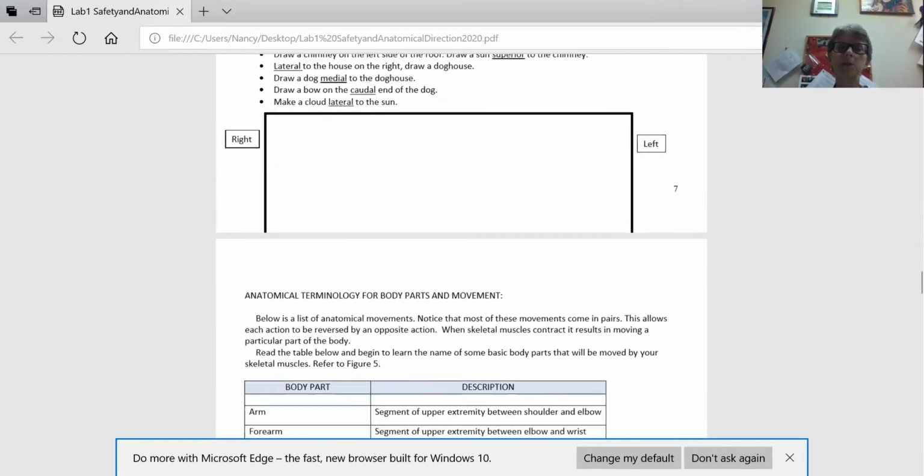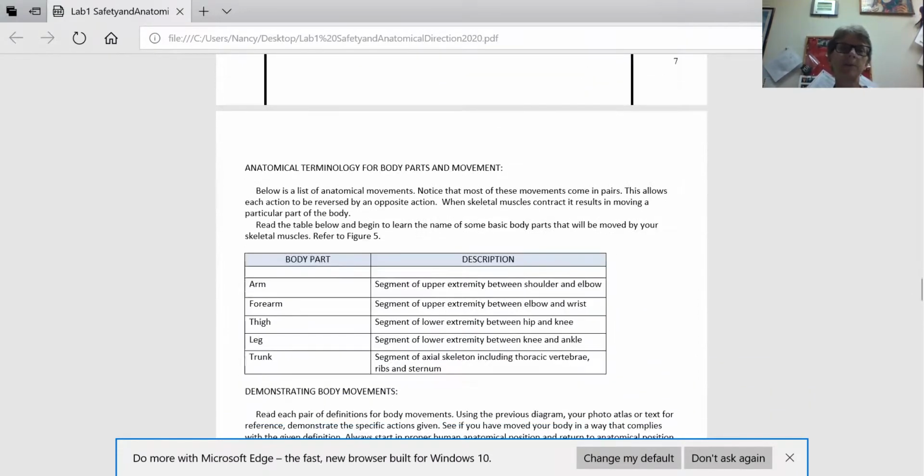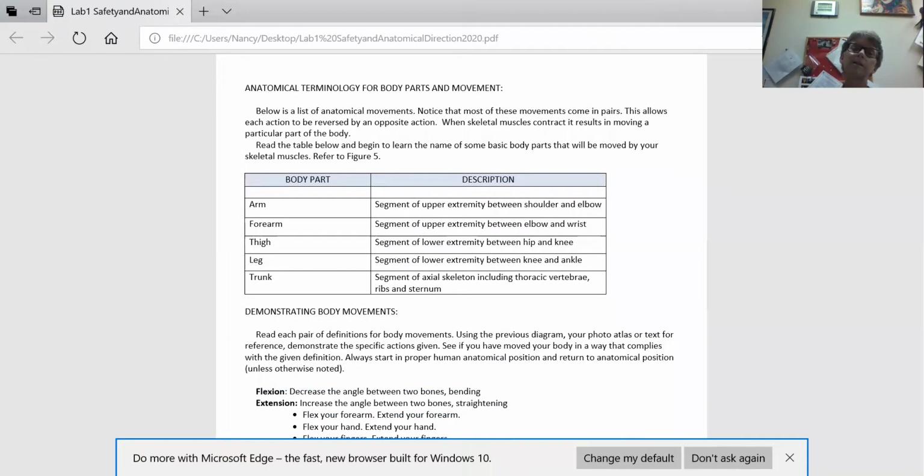Then it's going to ask you to draw a little house. Again, using terms. This next section here on anatomical terminology, I really want to point this out to you because a lot of people get this messed up. So when we're talking about an arm, we're talking about the segment of that appendage from your shoulder to your elbow. That is your arm. Your forearm would then be from your elbow to your wrist. Similarly, your thigh is from your hip to your knee. Your leg is from your knee to your ankle. And your trunk is your axial skeleton.